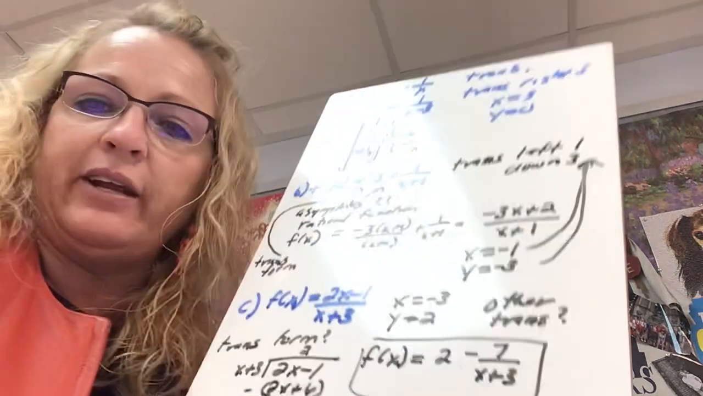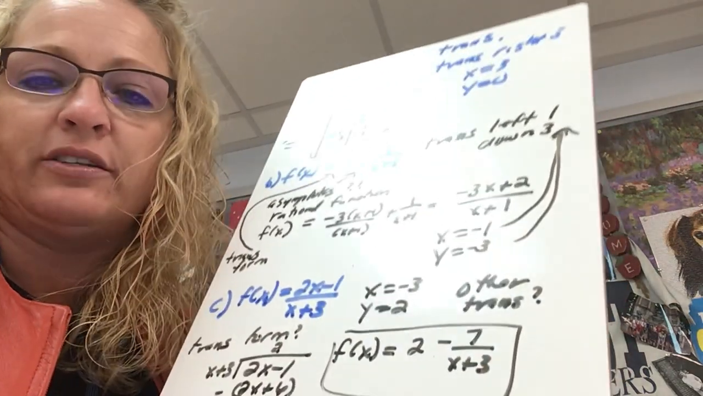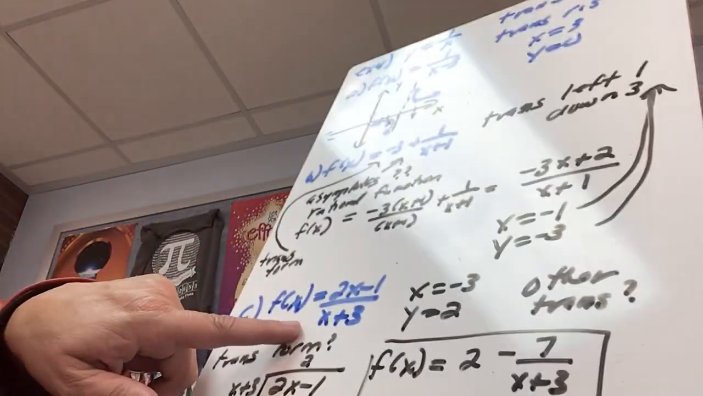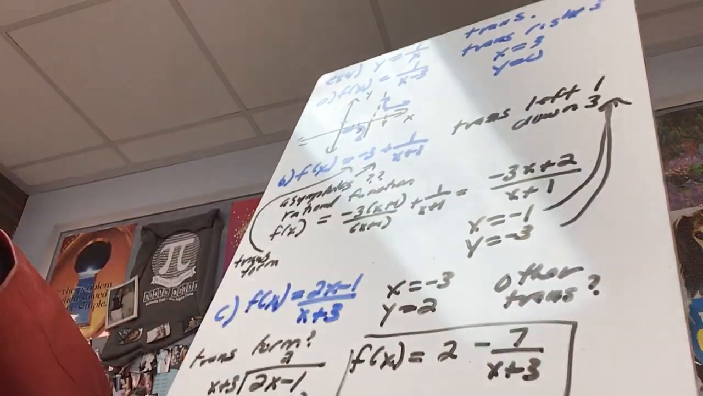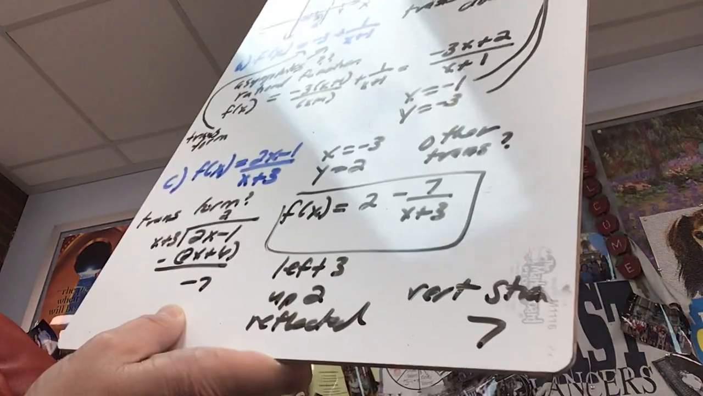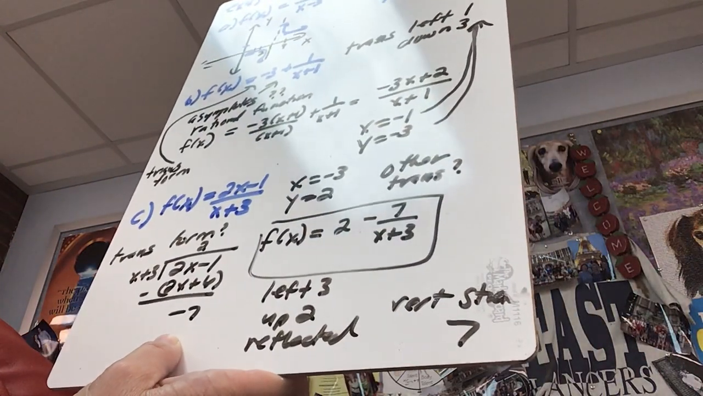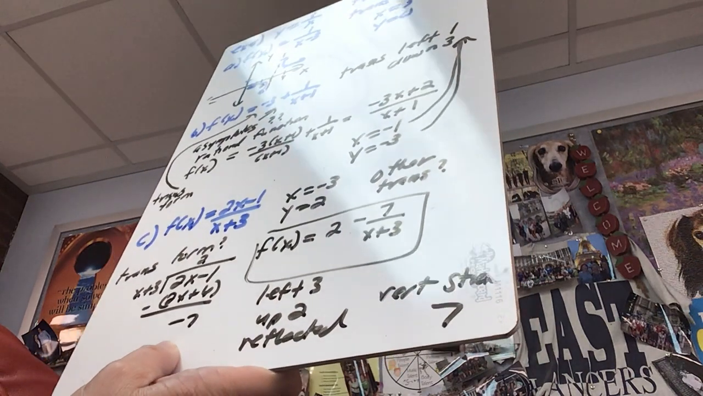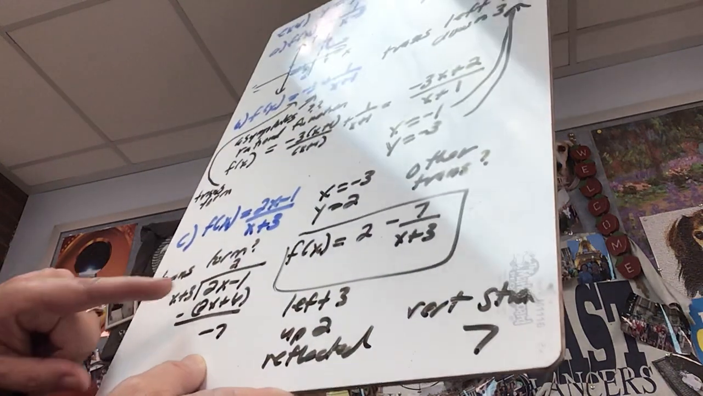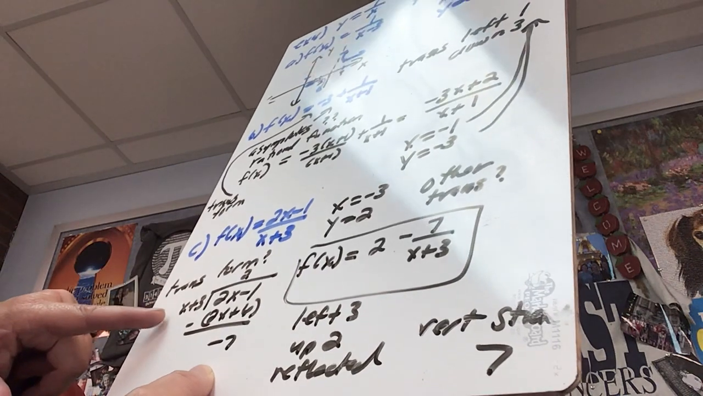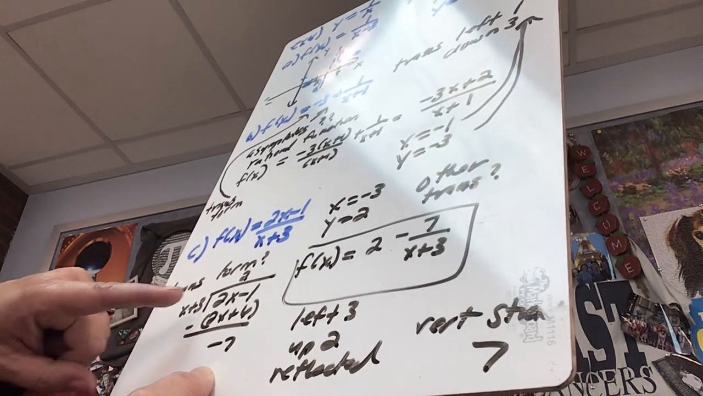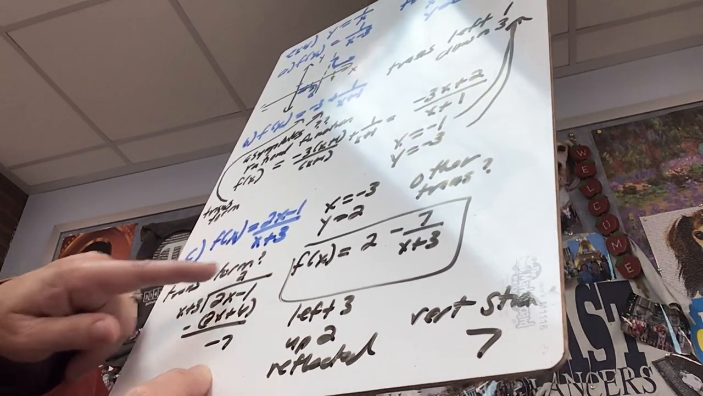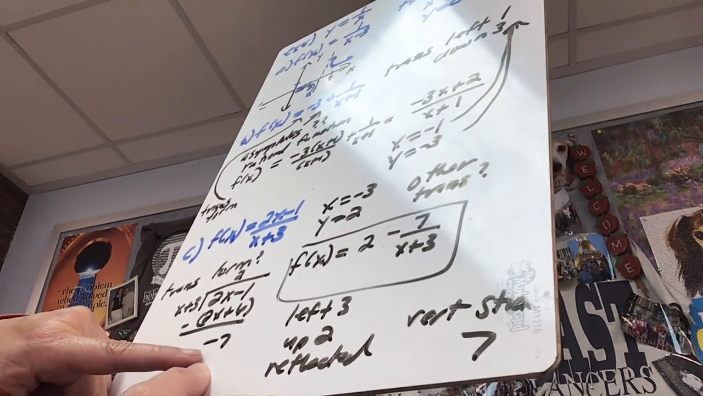However, how do we know we don't have other transformations like reflections or vertical stretch or shrink? So how do I take a rational function and put it back in nice transformation form? You guessed it, long division. All right, I told you we never do anything just for the heck of it. Long division. I'm going to take 2x minus 1 and divide by x plus 3. What do I multiply x by to get 2x? I get 2. So 2 times x plus 6, subtract, and I get -7.